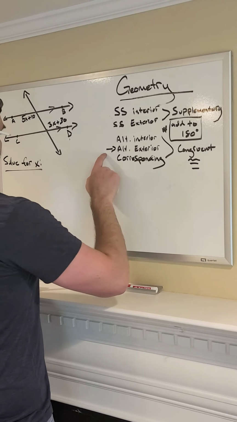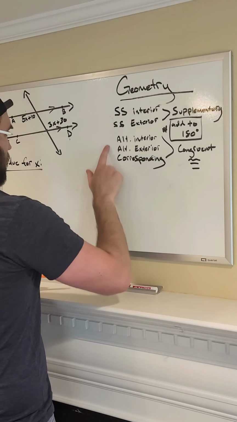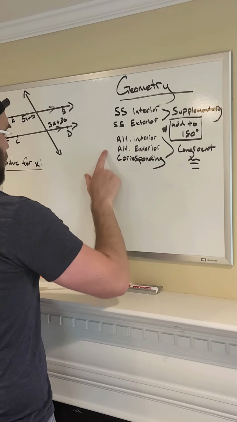So we have alternate angles. Are they inside or outside? They're inside, they're on the inside. So they're alternate interior angles. And what do we know about alternate interior angles? That they're congruent. So I know that this angle is equal to that angle.